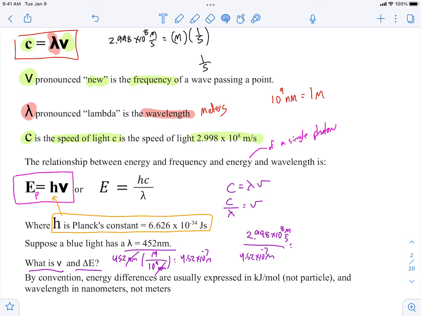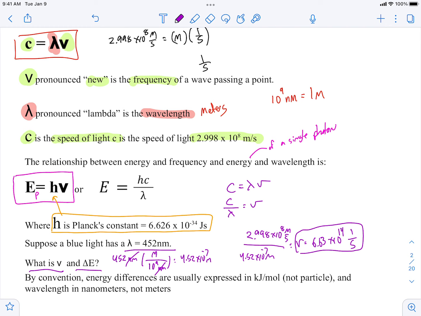Okay, so our frequency comes out as 6.63 times 10 to the 14th hertz. So we answered the first question.